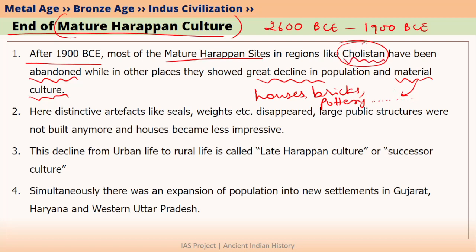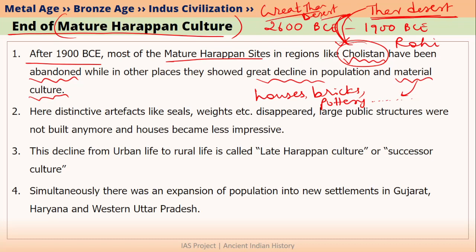What is Cholistan? Cholistan is basically the Thar desert part of Pakistan. In Rajasthan we have the Thar desert. On the other side of the border, adjoining the Thar desert, there is a desert in Pakistan. That desert is called Cholistan, or sometimes Rohi. So we can say that Cholistan and the Thar desert form a part of the Great Thar Desert region. So this is your knowledge for geography.